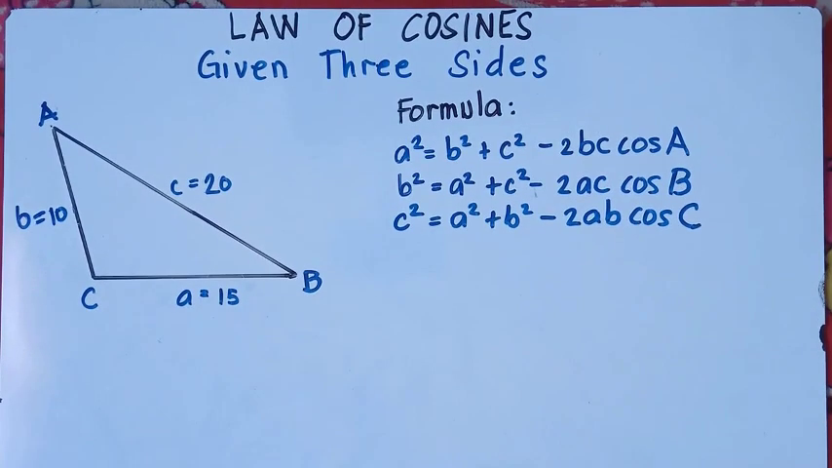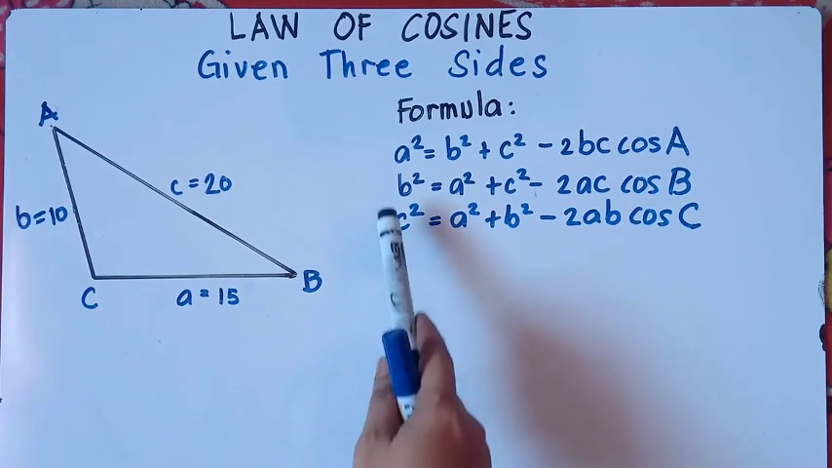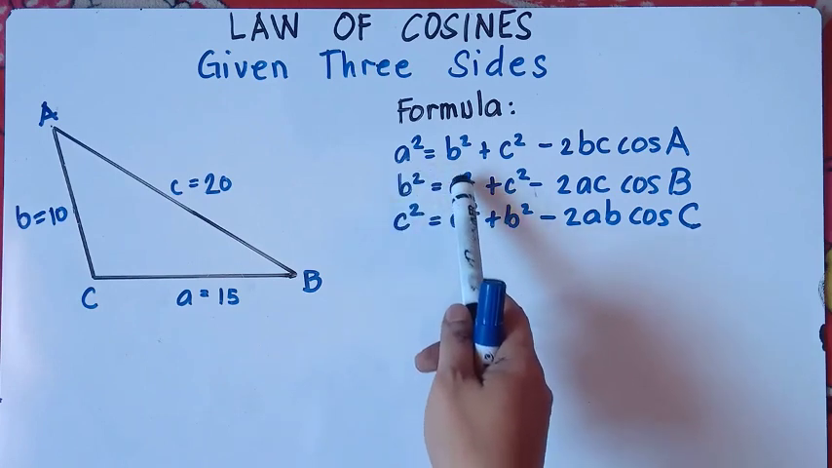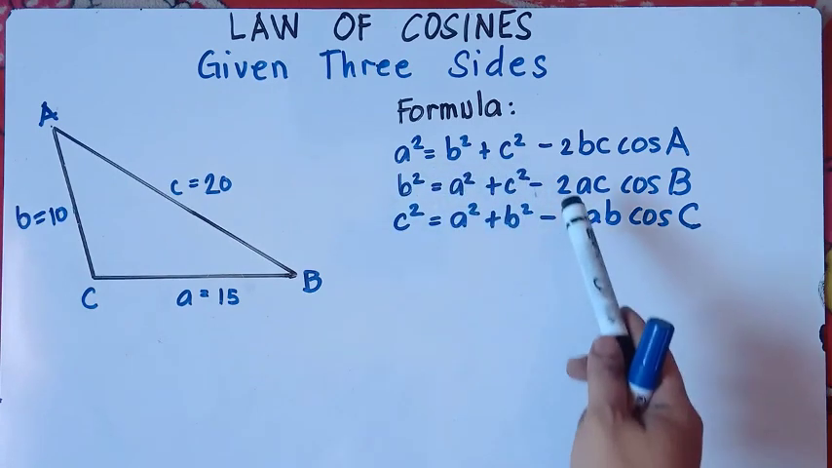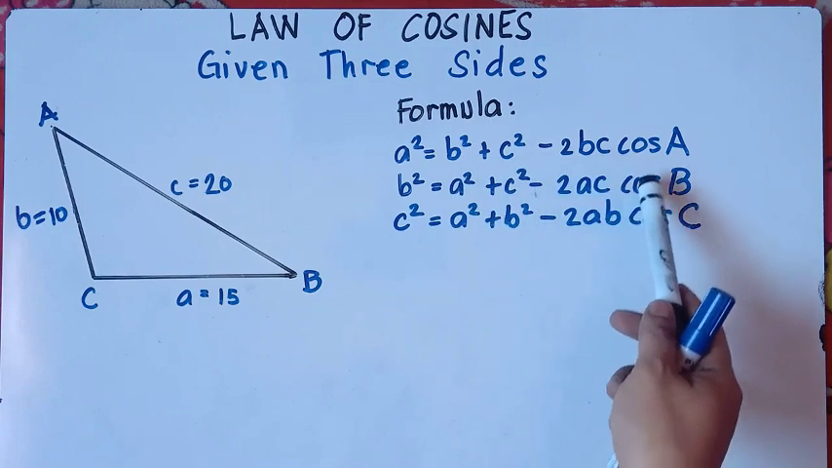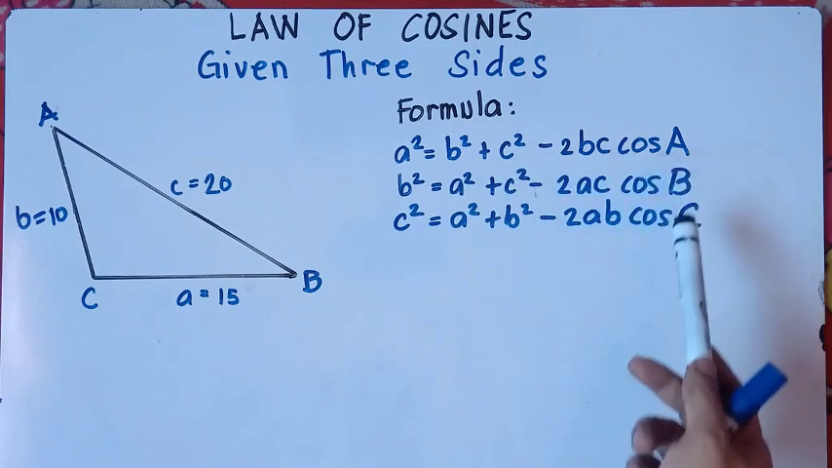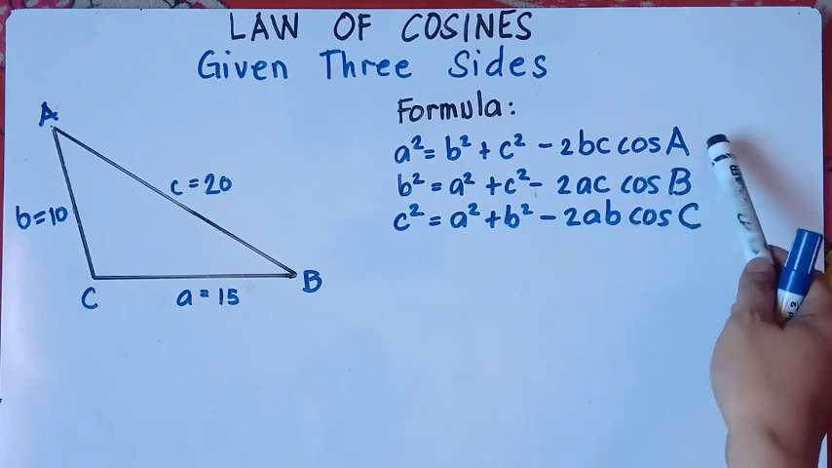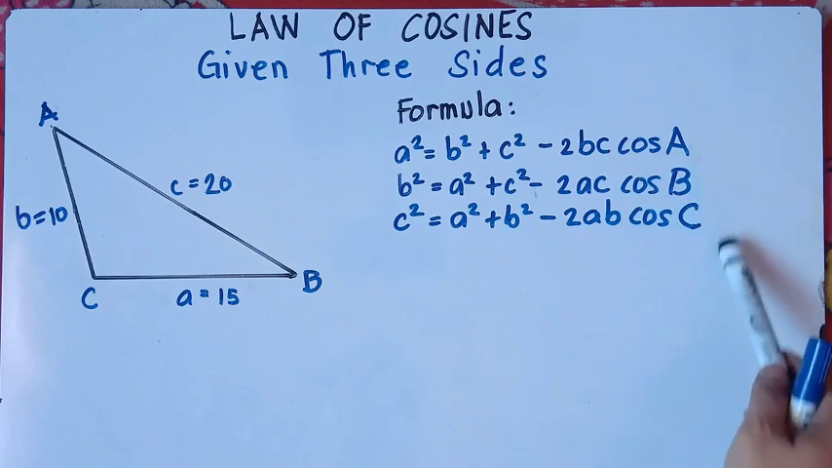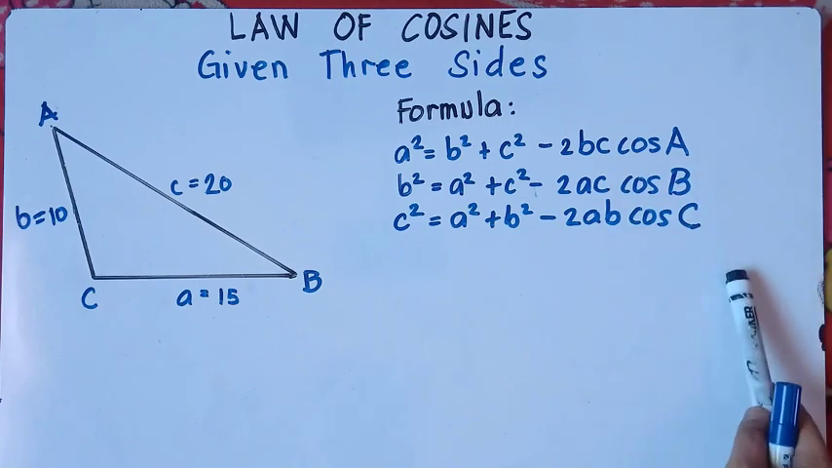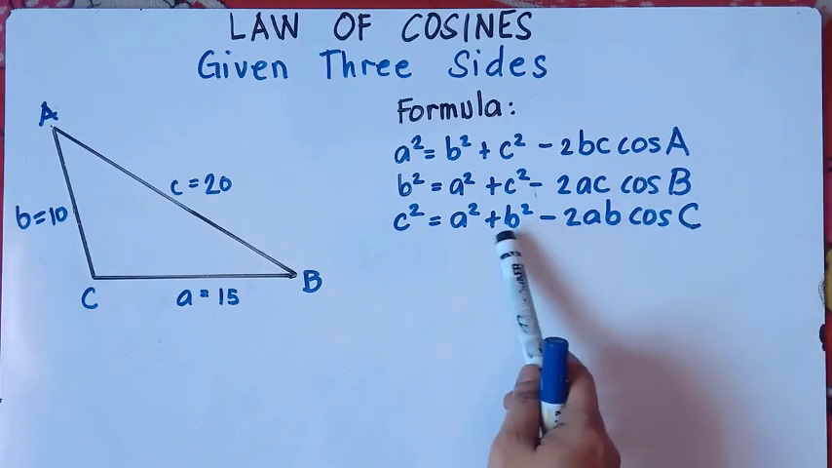So let's start with the law of cosines. Given three sides, we are told to find all angles. So these are the formulas. We have a squared is equal to b squared plus c squared minus 2bc multiplied by cosine A. Once again, class, do not forget that these big letters mean angles, and the small letters mean the sides.